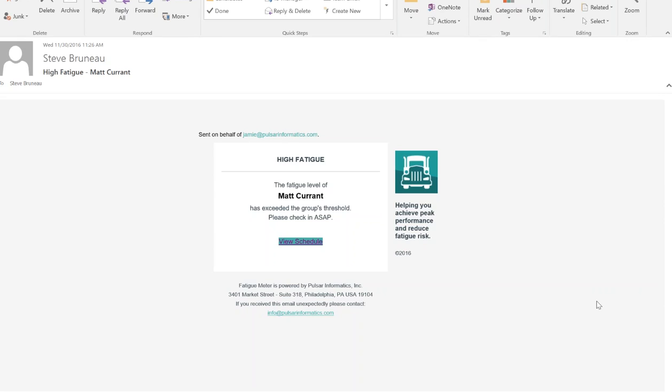One thing that can be done is to subscribe to the group of drivers that you oversee, and when their fatigue threshold goes above the level that you've set, an email will be sent letting you know that the driver has exceeded the threshold. What you see on the screen here is an example of that kind of email, where I find out that Matt Current has now exceeded the threshold.